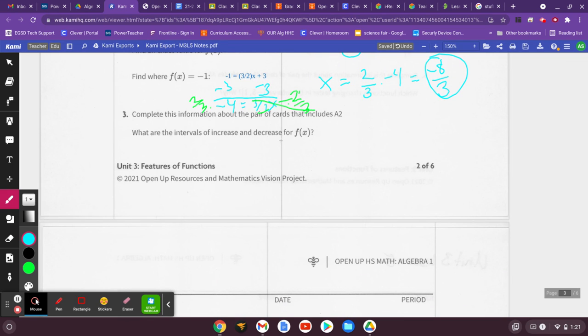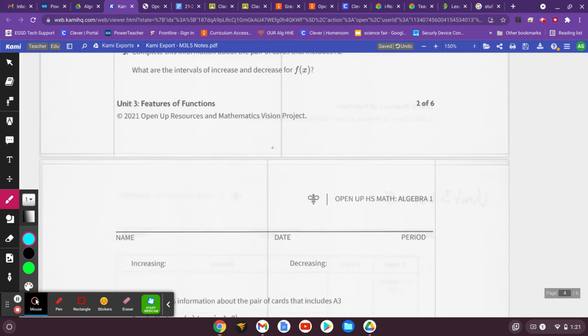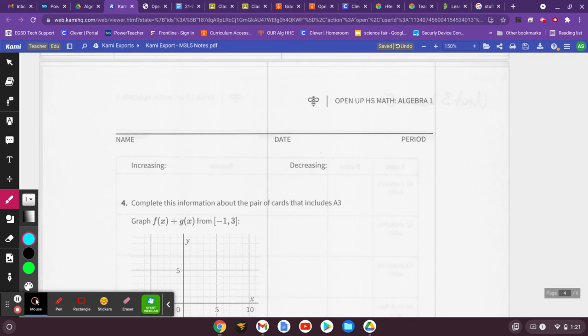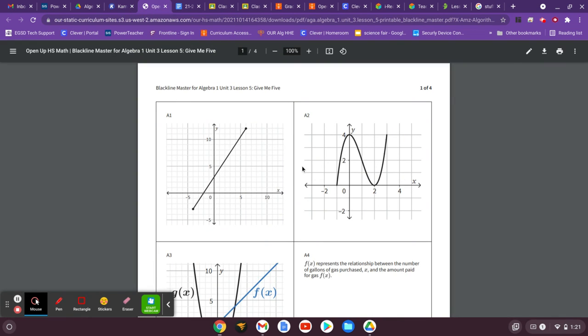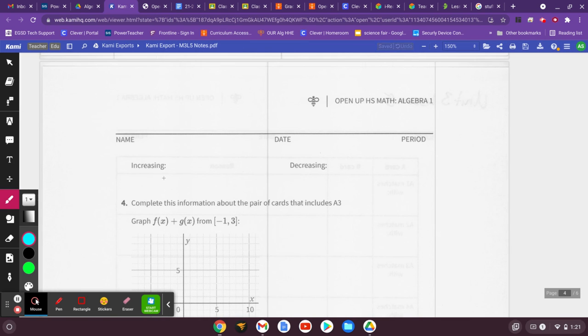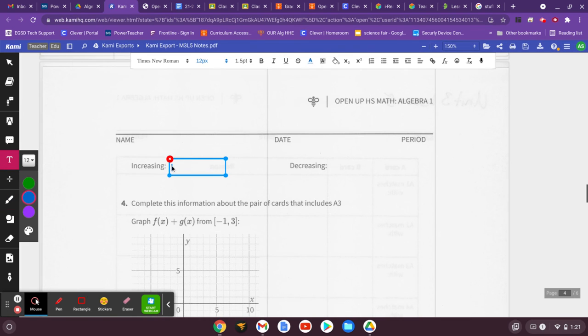Next one. Complete this information about the pair of cards for A2. What are the intervals of increase and decrease for f of x? So let's go ahead and look at A2. So increase is from -1 to 0 and 2 to 3. So increase is bracket -1, 0, parentheses, and parentheses, it was 2 to 3.